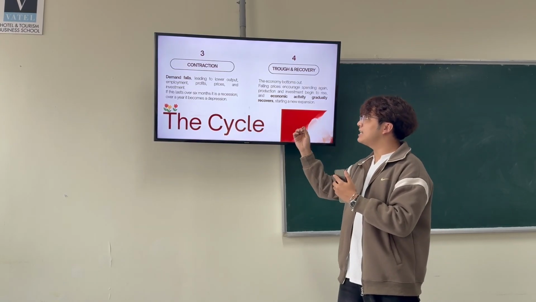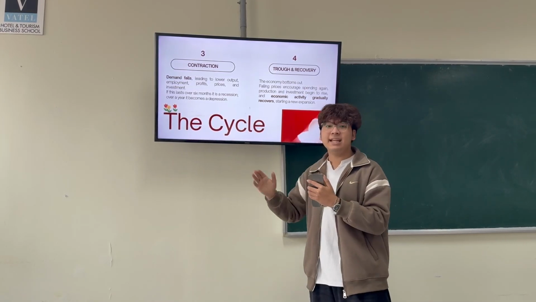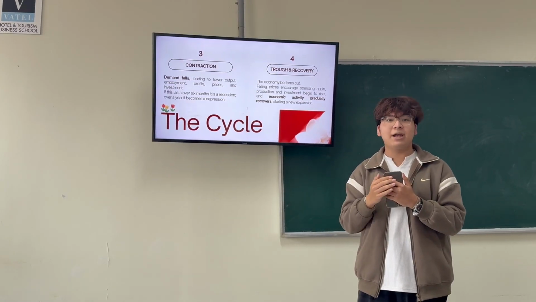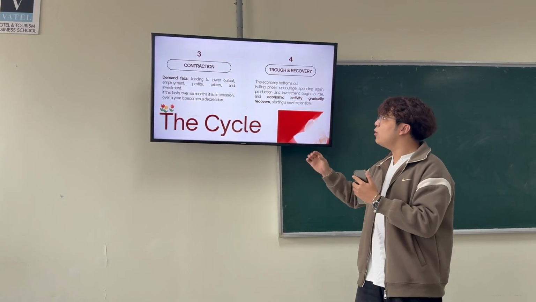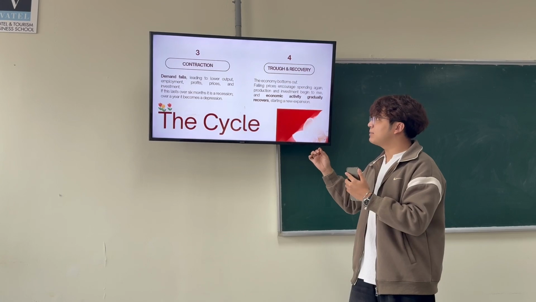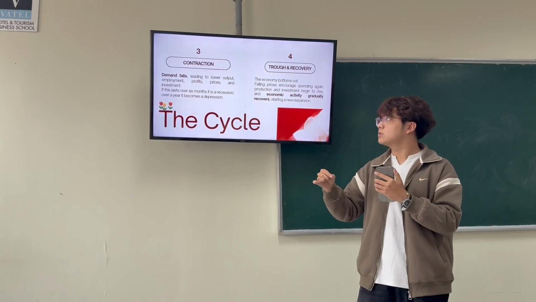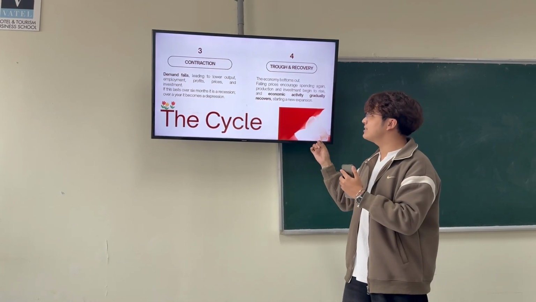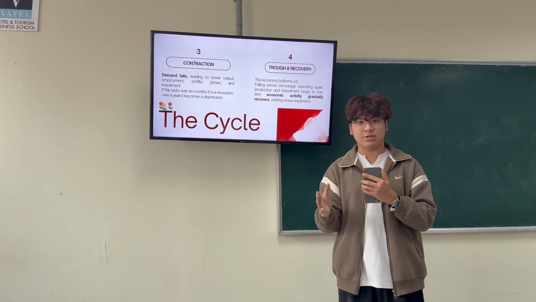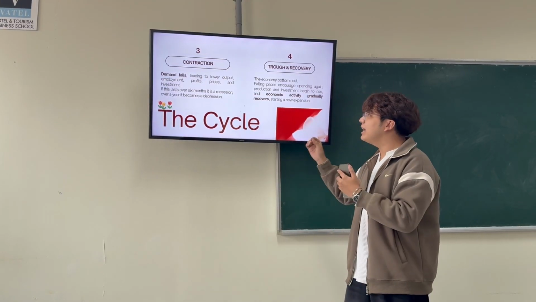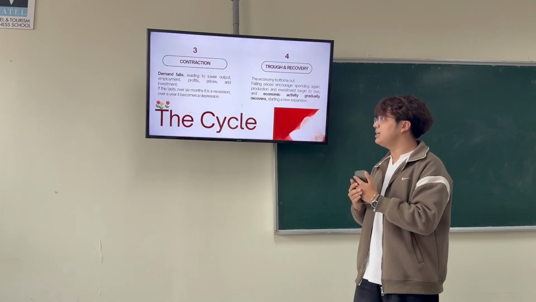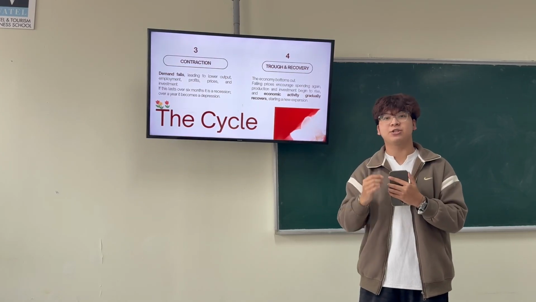After the peak, we have contraction. Contraction is the stage when demand falls, leading to lower output. At this stage, profits, prices, and investment also fall. If it lasts over 6 months, it's called a recession. However, if it lasts over a year, it becomes a depression.